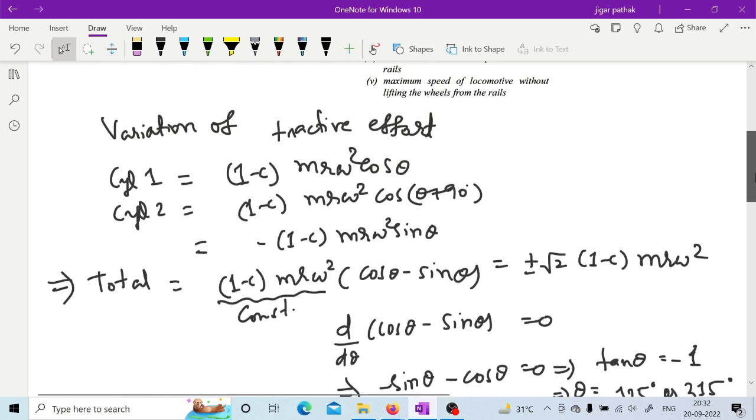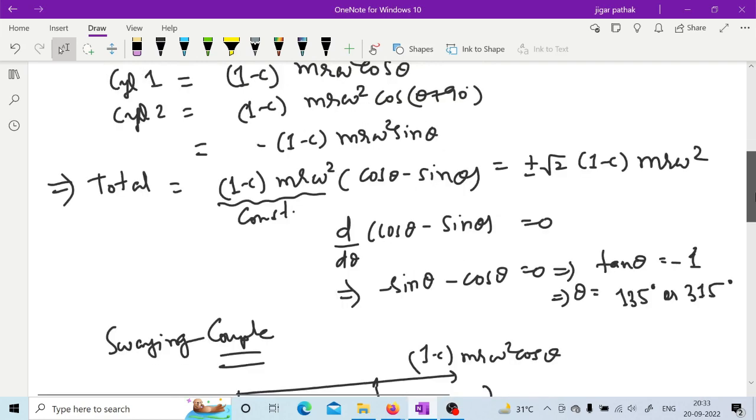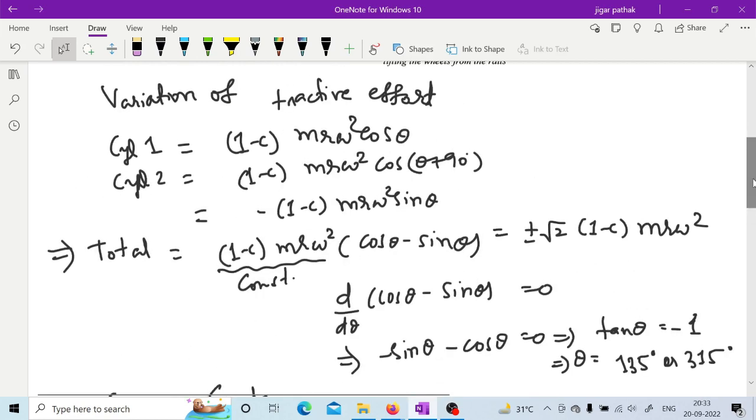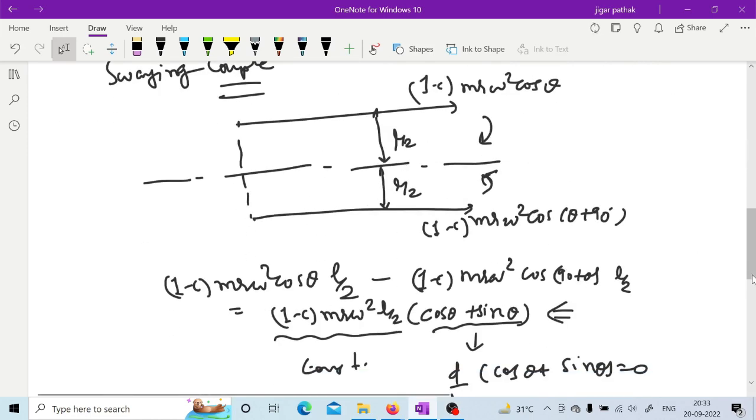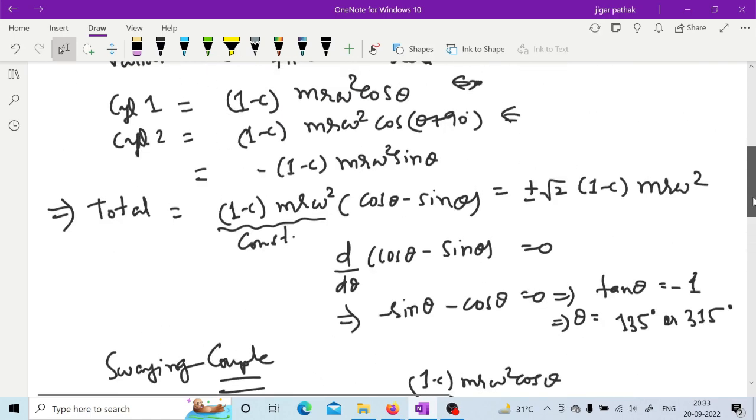What will be the maximum unbalanced force, because this (1 minus c) m r omega square cos theta is along the horizontal direction, right, as we have seen. Similarly this also. So what will be the maximum total horizontal unbalanced force? That is the variation of tractive effort. That means the only horizontal force is tractive force.